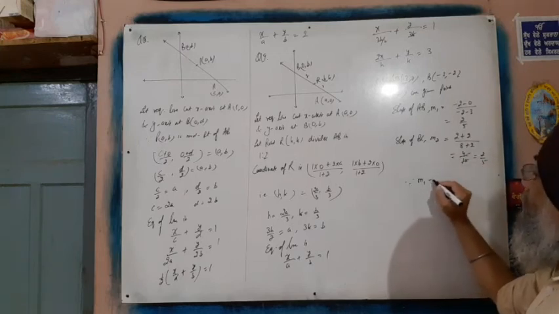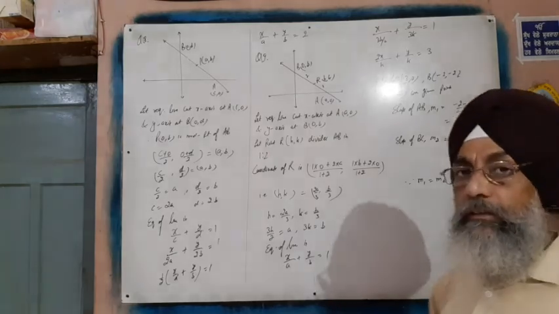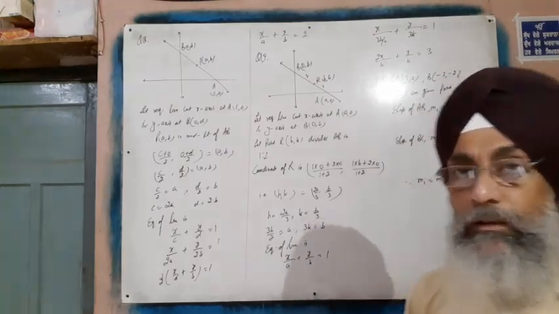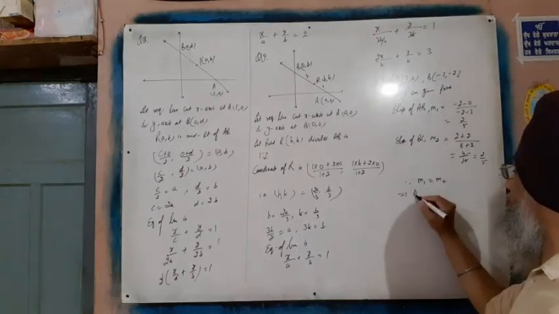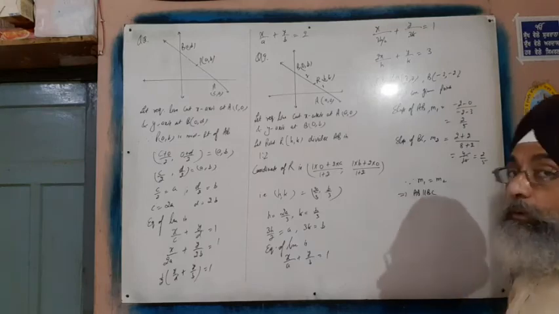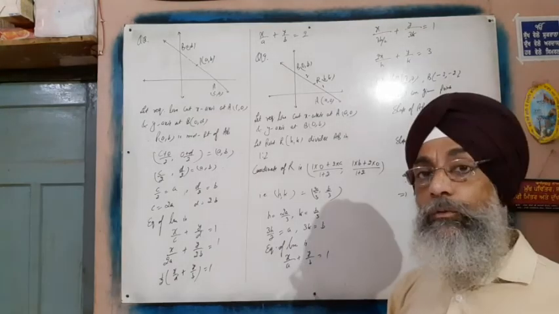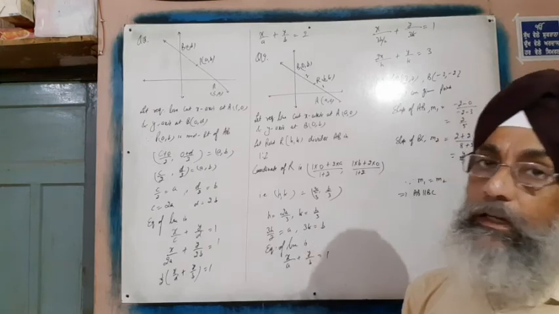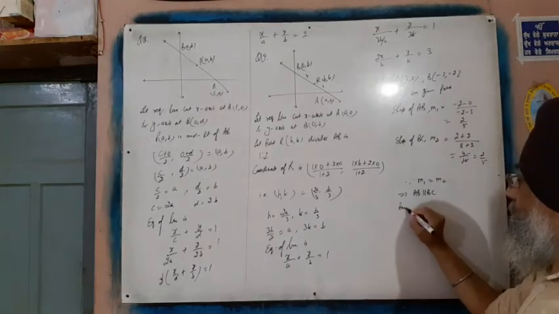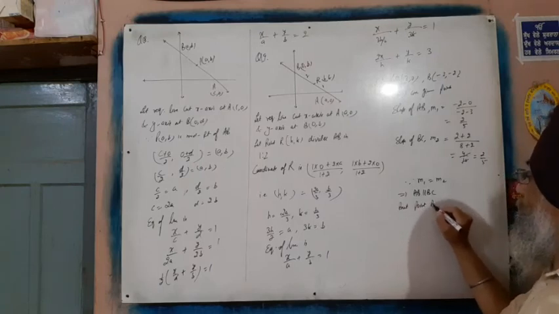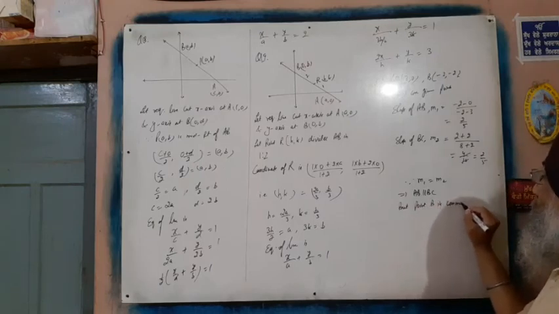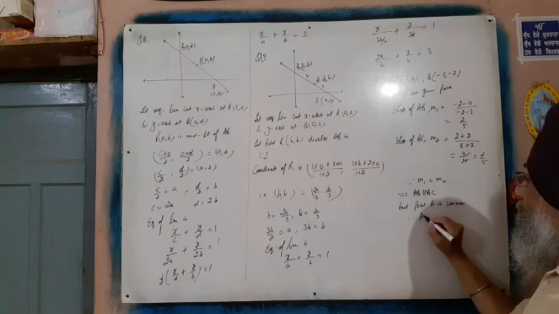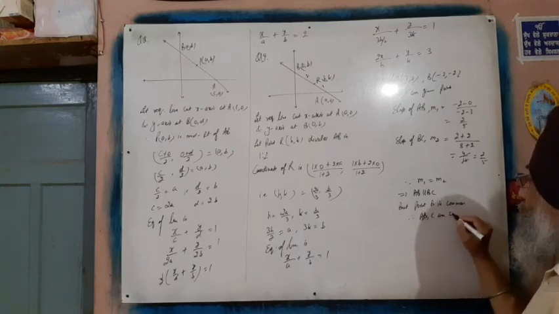Now since m1 is equal to m2, and we have read that if the slopes are equal then the lines are parallel, it implies AB is parallel to BC. But what are parallel lines? Parallel lines are those which have no point in common. But here the point B is common, that's why we can't call them parallel lines. Since point B is common, therefore A, B, C are collinear.